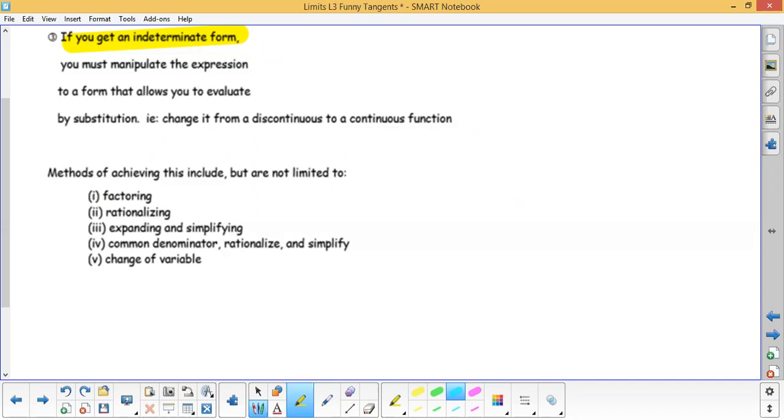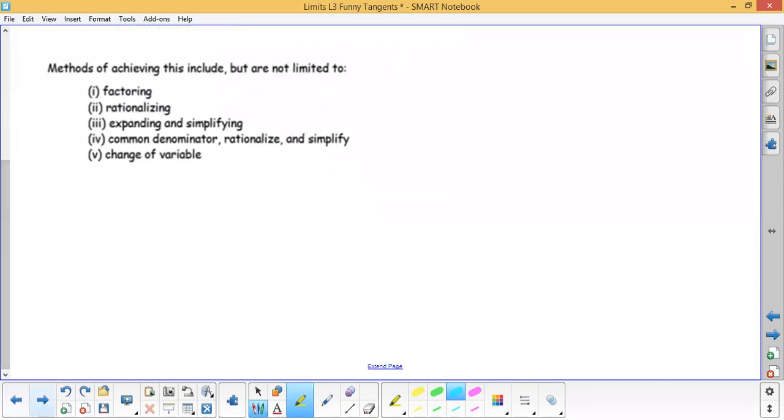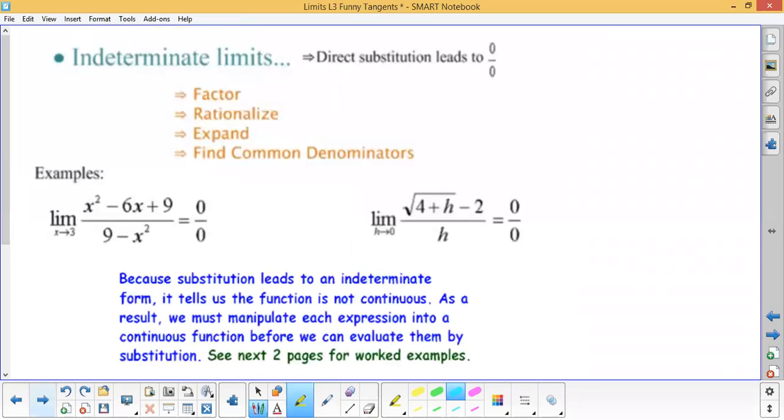Here we go. Expanding and simplifying, common denominators, rationalizing denominators, change of variable. I'm going to do some examples today and a lot more examples tomorrow. So the first thing, examples of indeterminate limits.